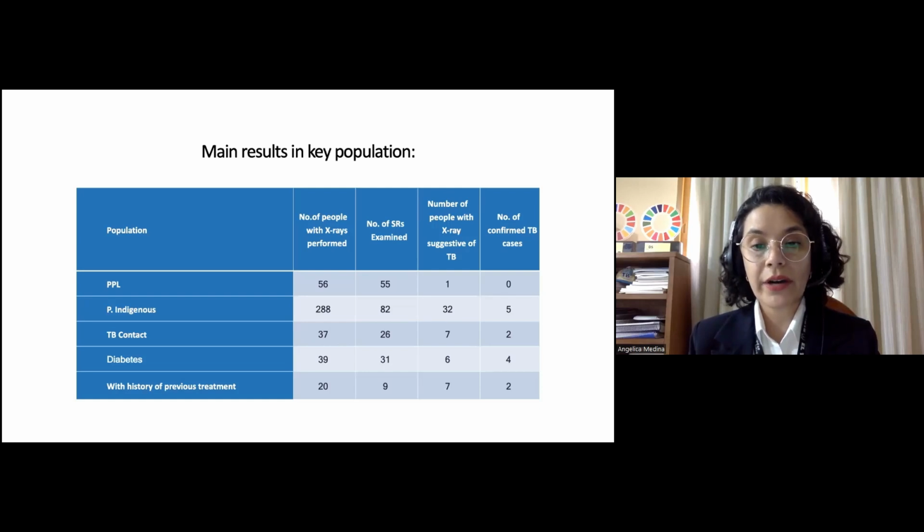People who suffer from diabetes, we tested 39. 6 of them had normal X-rays, and we had 4 confirmed TB cases. We also saw people who suffered from TB before in the past. 20 of them were screened, 7 had no problems, and 2 were confirmed cases of TB. Next slide.